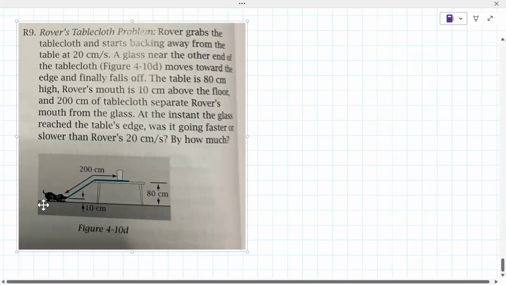So Rover is pulling this thing, I guess he's pulling it down. It's almost like a physics problem, not a calculus problem. But physics and calculus are actually really the same. So what's the rate of this when the table's 80 centimeters high? Is it going faster or slower, and by how much?